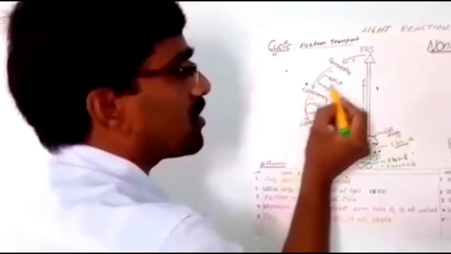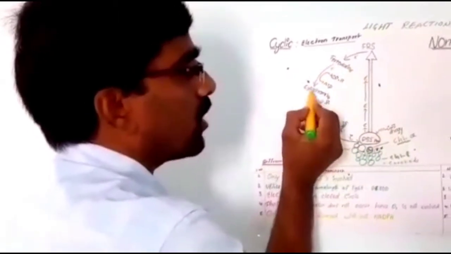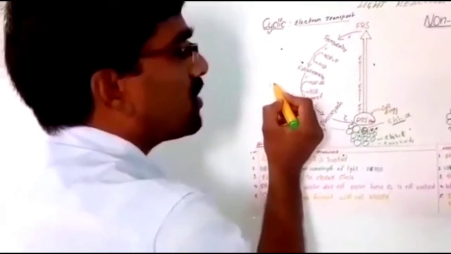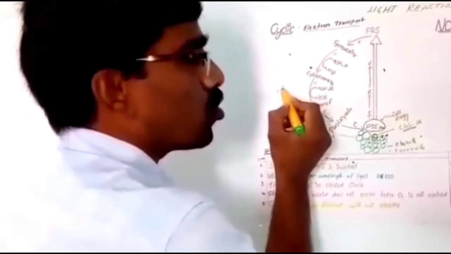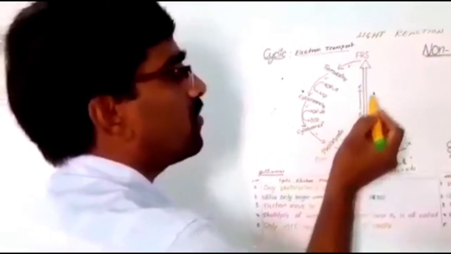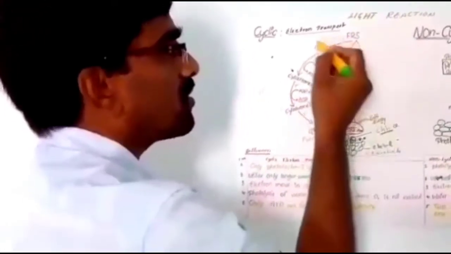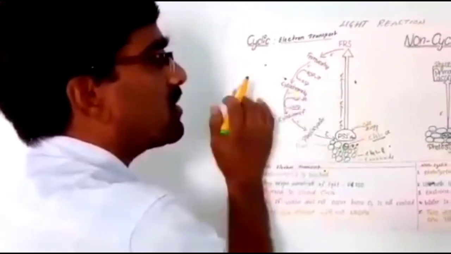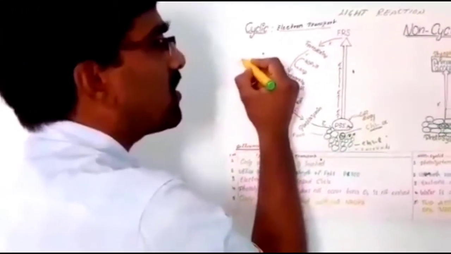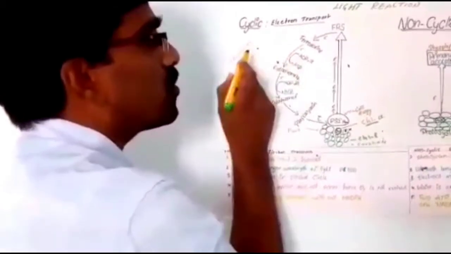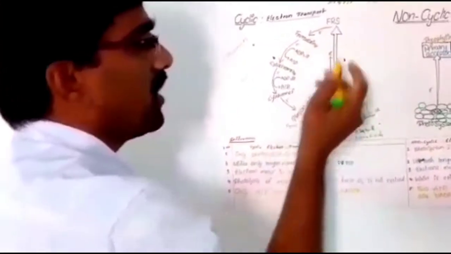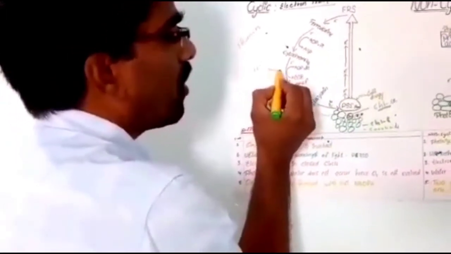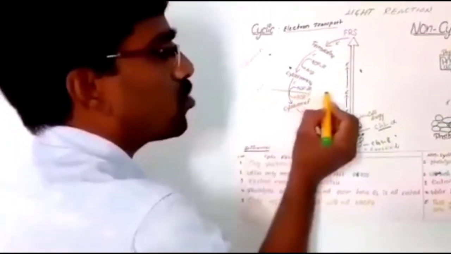When the electrons move to cytochrome B6 as well as cytochrome F, protons can move from one side to another, that is from the stroma to the lumen region. Because of this, cyclic electron transport takes place. In the thylakoid membrane, one side is the stroma and the inner side is the lumen. When the electrons are moving, protons move from outside to inside, from stroma to lumen region.